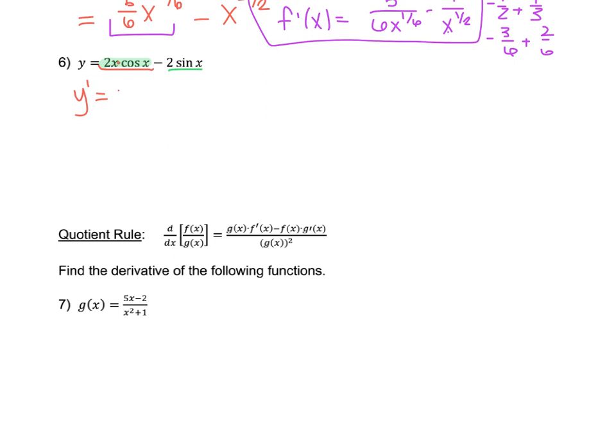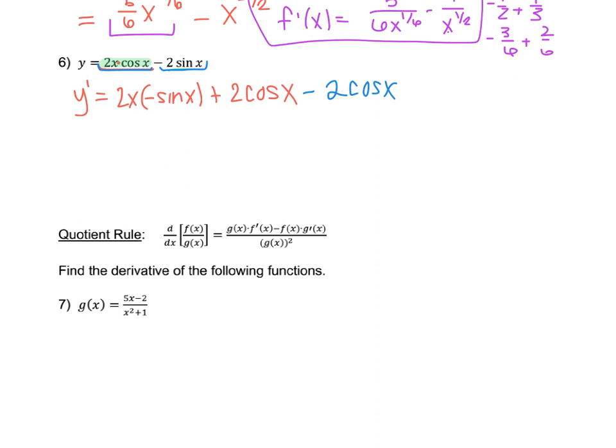the original first function, 2x, times the derivative of the second function. Remember, the derivative of cosine x is negative sine of x. I'm not subtracting sine of x here; I'm multiplying it by the negative sine of x. And then I add that to the derivative of the first function, which would just be 2, times the original second function, which is cosine of x. Then, having taken the derivative of this first piece, I take the derivative of the second piece, which would just be negative 2 cosine of x.